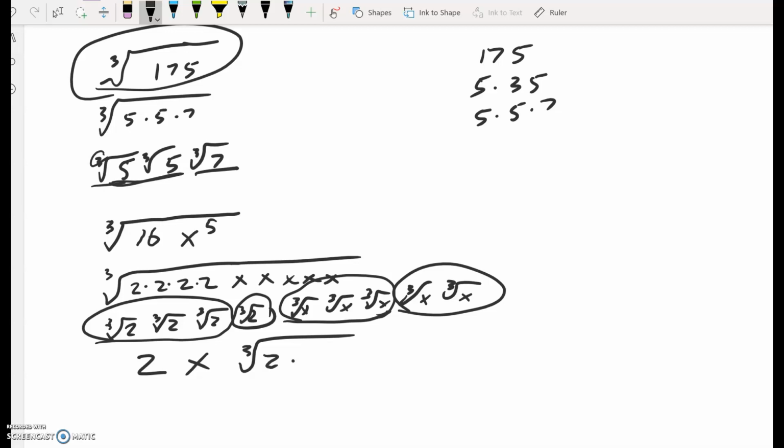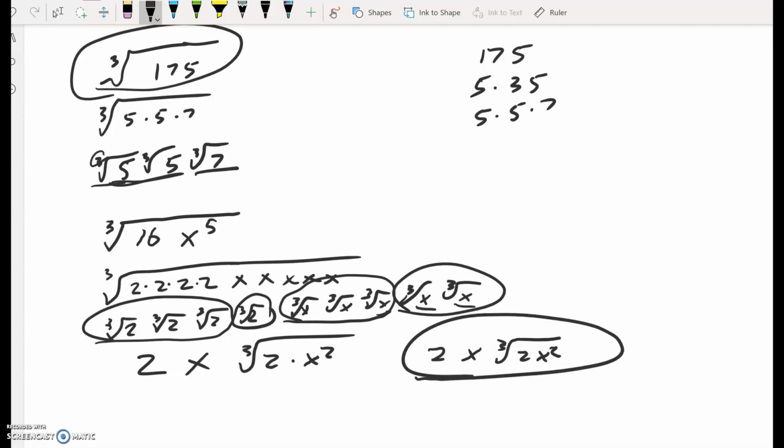So I've got a 2 times an x times an x, or an x squared. And so this is 2x times the cube root of 2x squared, and I'm done. And that's not a bad process. It's just not. So now let's do some problems.